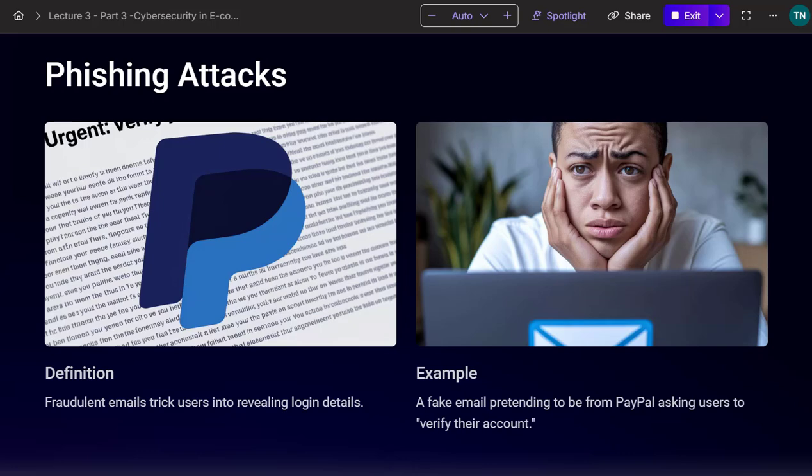Now we look at one of the attacks, the phishing attack, right? Phishing attacks are a type of cybercrime where fraudulent emails trick users into revealing sensitive information like login details. The goal is to steal personal data or gain unauthorized access to accounts.